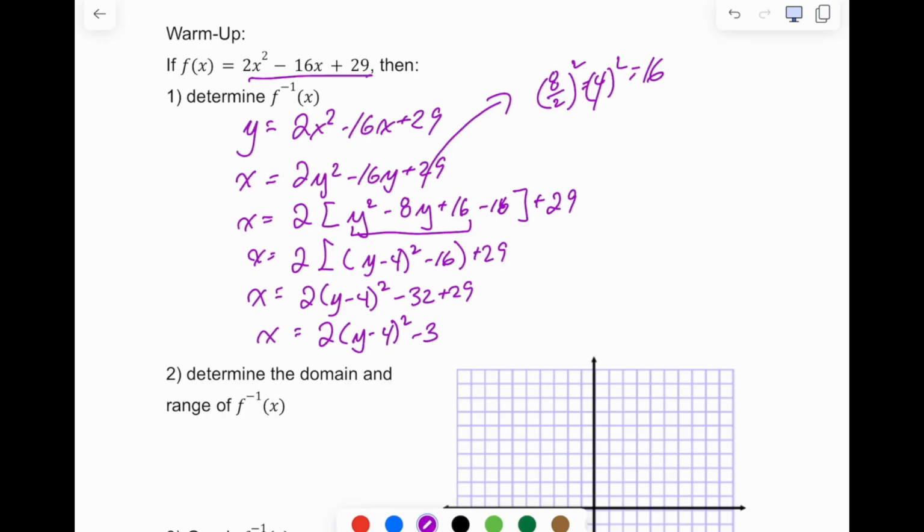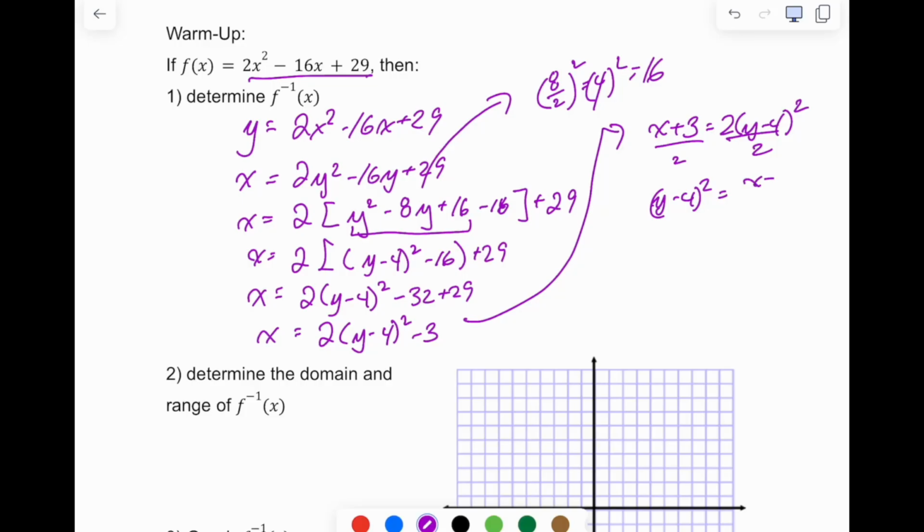Okay, so now that we got to this point, we want to isolate for the y. So here we need to add 3 to both sides. So we get x plus 3 is equal to 2 times y minus 4 quantity squared. Then we need to divide both sides by 2. So we get y minus 4 quantity squared is equal to x plus 3 over 2. Then we want to take the square root of both sides. We did all that work to complete the square just so that we can do the square root.